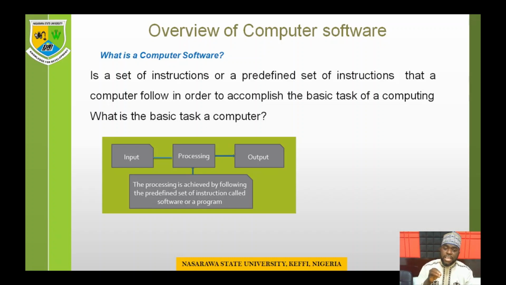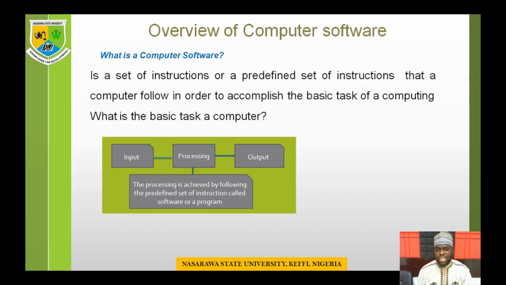So the processing is done according to a predefined set of instructions, and this is why you hear people unofficially say computer is garbage in, garbage out. Yes, it is garbage in because those predefined sets of instructions are what the computer follows accordingly whenever it wants to perform any given task.